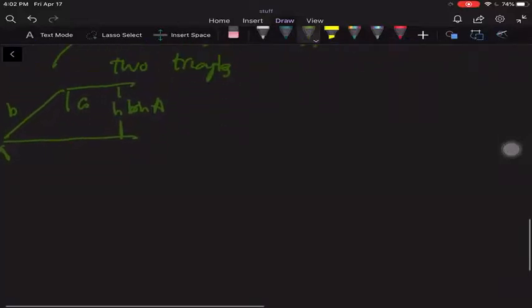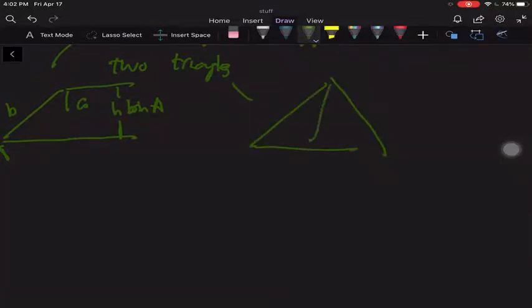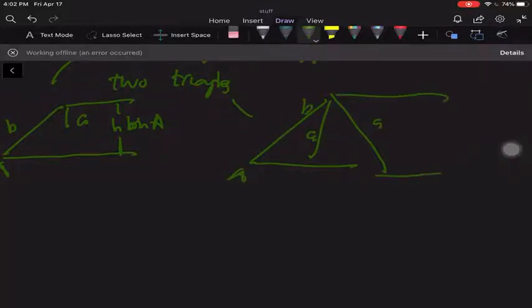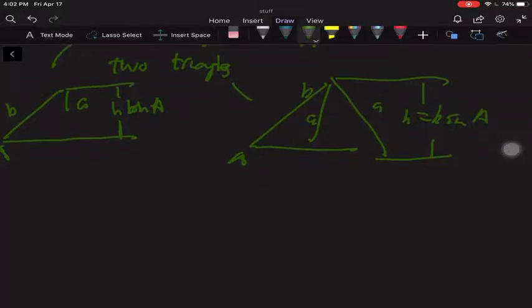Or we might even get two triangles, where a is greater than h and a is less than b, and this is when two distinct triangles are formed. Basically, the law of sines will determine the number of triangles, if any, and give a solution for each triangle. And that is pretty much the law of sines.